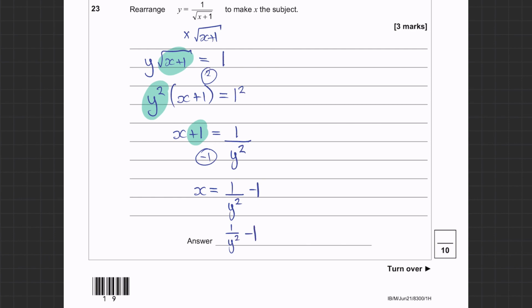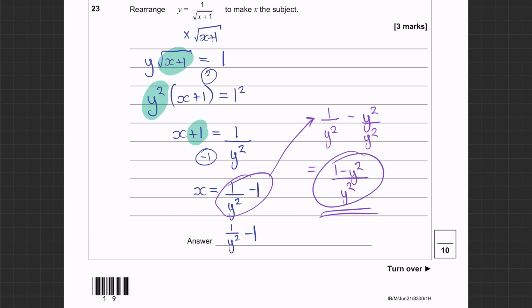There are a couple of variations of the answer. Some of you might have wanted to do this bit, where y squared is the common denominator, in which case you'd have had 1 over y squared minus y squared over y squared, which equals 1 minus y squared over y squared. And that will also be correct.